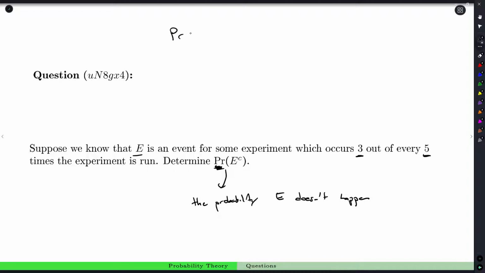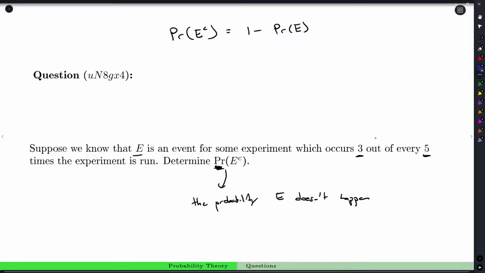Well, it turns out there is a formula for this. The probability of E complement is 1 minus the probability of E. Because either E happens or E doesn't happen, and something's got to happen. Something's guaranteed to happen when you run your experiment. So that's great, except what is the probability of E?